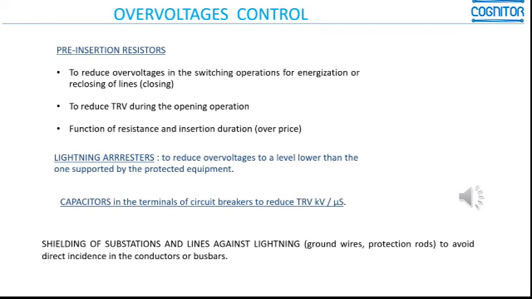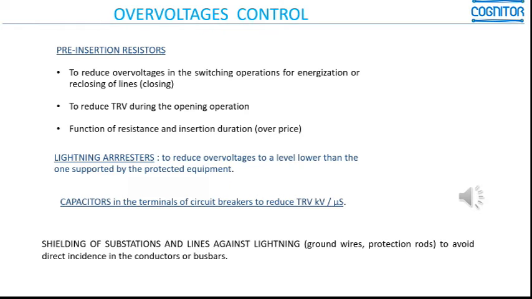For the overvoltage control, there are several strategies, depending on the case, depending on the costs involved, and so on. You may have the use of pre-insertion resistors, which are normally used in circuit breakers. The basic function of these kinds of control is to change the value of the frequency and the crest values of overvoltage that will appear.